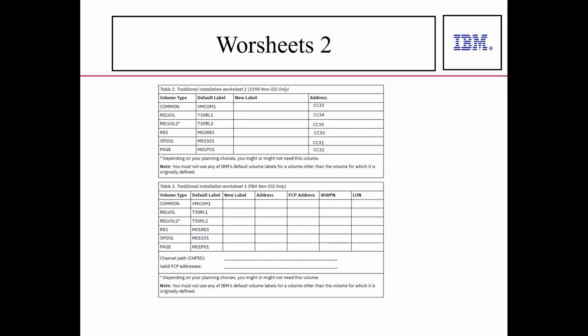So here's the installation worksheet for DASD, and this is non-SSI 3390. I need to have separate DASD volumes for the res volume, potentially the release volume, first and second release volume, the common volume, spool, and page. So it's helpful to already identify the real device addresses in the LPAR where you're going to do the install so that you know that information beforehand.